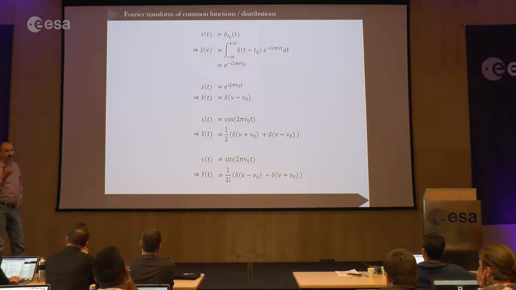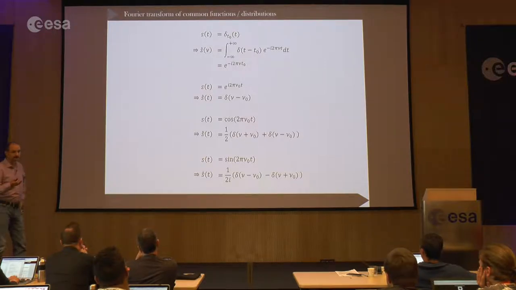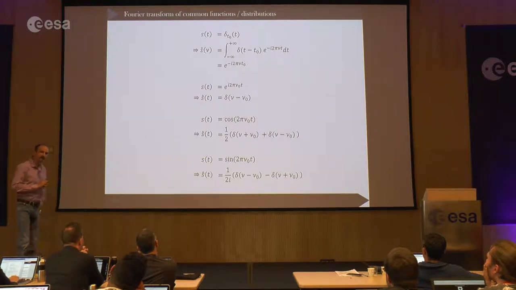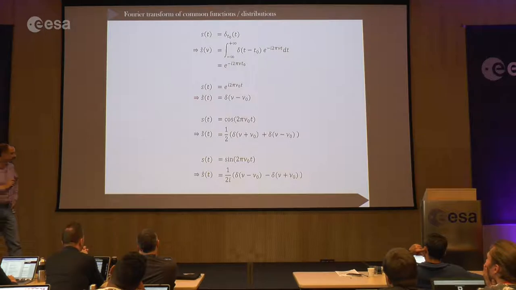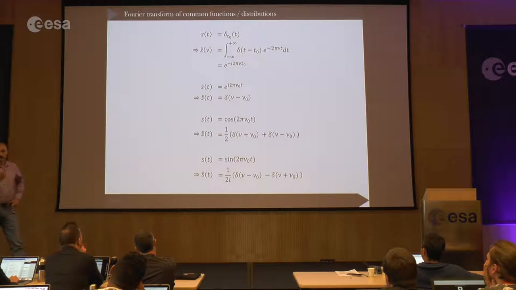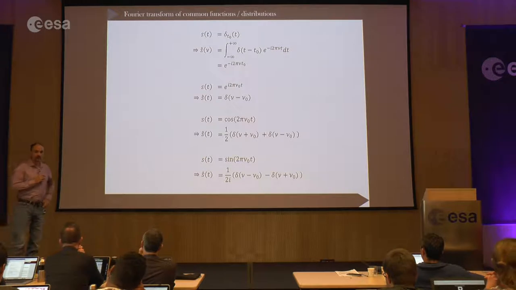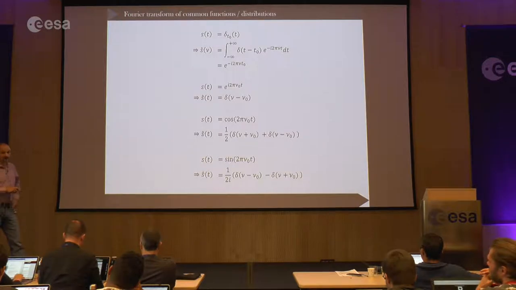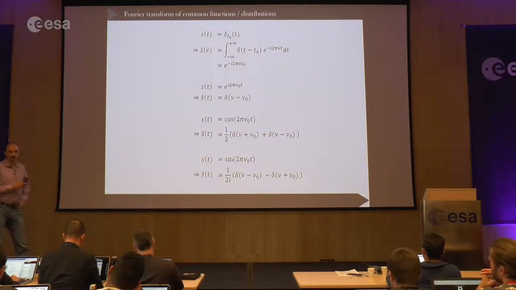So if your signal is a pure cosine, your Fourier transform is the sum of two Diracs. And usually you keep only one because this is redundant. They are simply symmetric one from another with respect to the origin. That's why we are looking for peaks in the Fourier power spectra when we are looking for periodic signals, right? Because the transform of the cosine is the sum of two Diracs, so two discrete peaks.